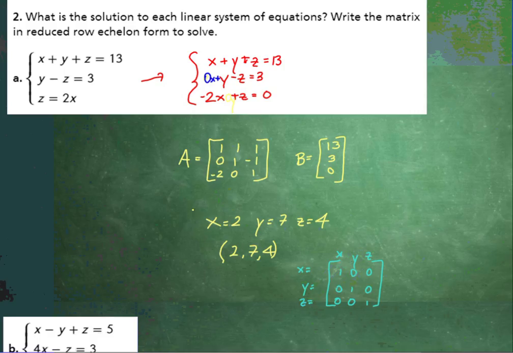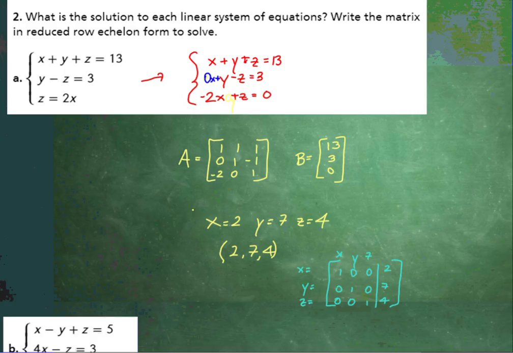So what your book is going to do to make it row-reduced echelon form, it's just like a new way to write it. It's the same exact thing. It's going to have that weird line here, and it's going to have what it equals. It's going to be 2, 7, and 4. So this is another way to write the answer. X equals 2, no y, no z; y equals 7, no x, no z; z equals 4. That's just another way to write it.